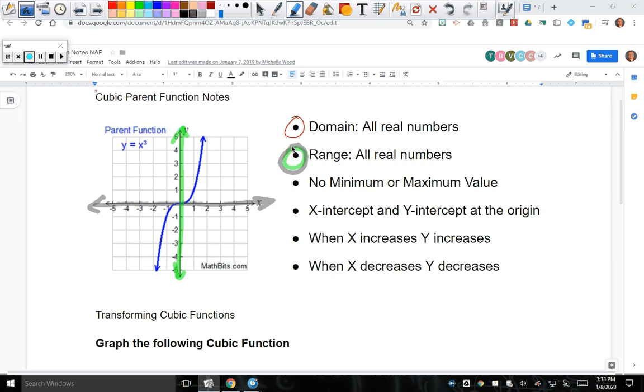Vanya, true or false? No minimum or maximum values. True. Why? Because there's many different answers on this. The range is all real numbers. Okay, so the range is all real numbers. Not quite. I can't go off of that. No worries. I like the attempt though.